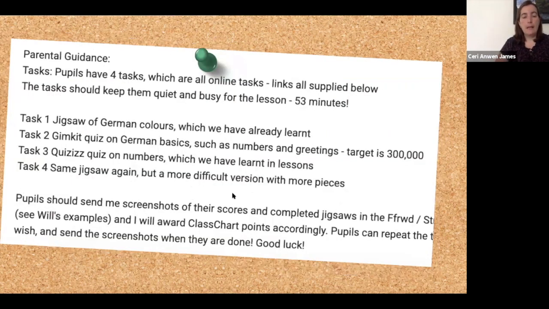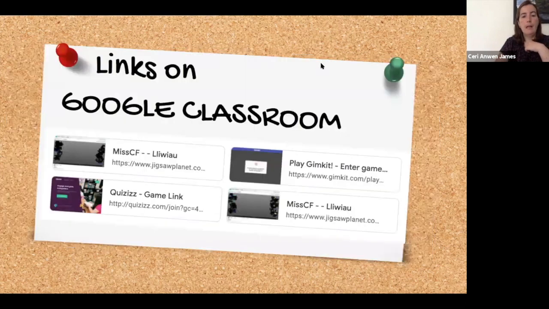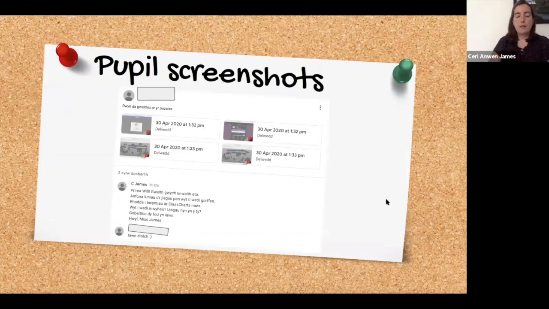We've written parental guidance like this, so that parents are really clear what types of quizzes and what types of activities they would be. And then when you put the links for things into Google Classroom, they look like this, so that the pupils just click on the thing and it takes them straight in to enter the game code or quizzes. It takes them straight into different activities. Sometimes we ask them to send screenshots, for example, of their scores in Gimkit, so that we can give them house points and things.